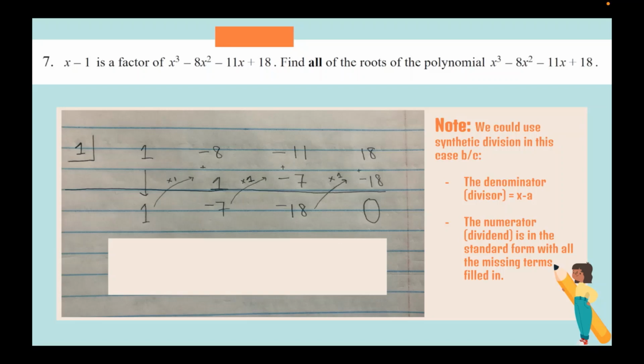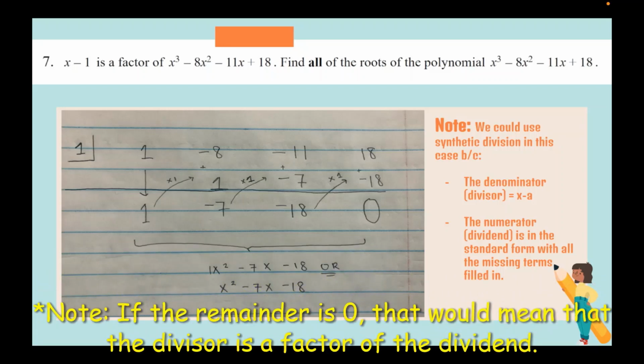1 plus negative 8 is negative 7. Negative 7 times 1 is negative 7. Negative 7 plus negative 11 is negative 18. Negative 18 times 1 is negative 18. And negative 18 plus 18 is 0. Because the last number is always the remainder, we know that 0 is the remainder, and we would have 1x squared minus 7x minus 18 as our quotient.